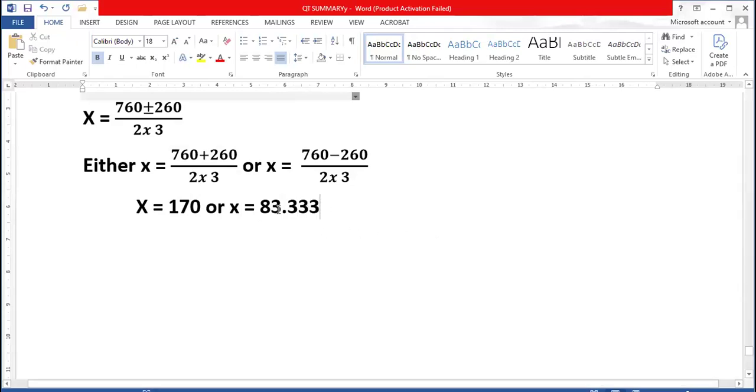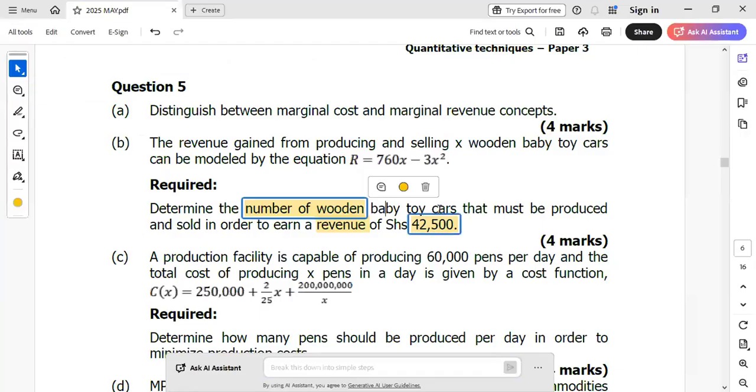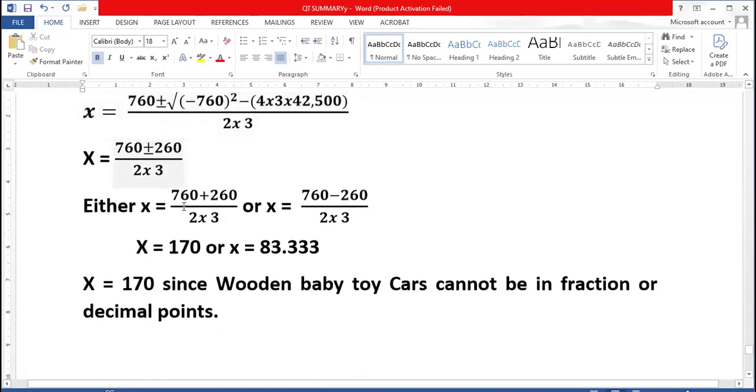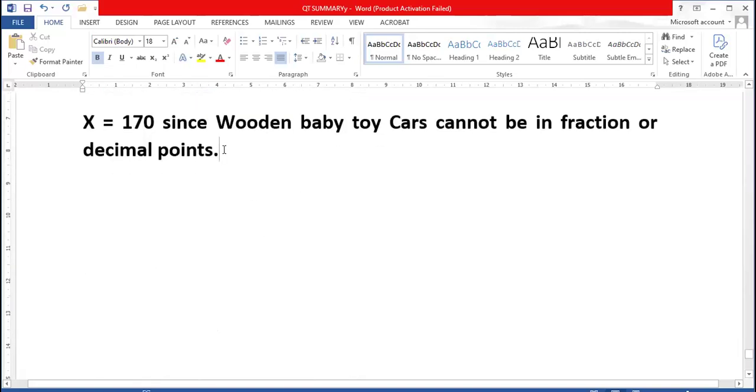So when you have this scenario, where one figure is positive and another one is like this, you go with x will be 170, since the wooden baby toy cars cannot be in fraction. You're simply looking for x. It doesn't mean that you're looking for the x that maximizes what? You're not looking for x that maximizes revenue.